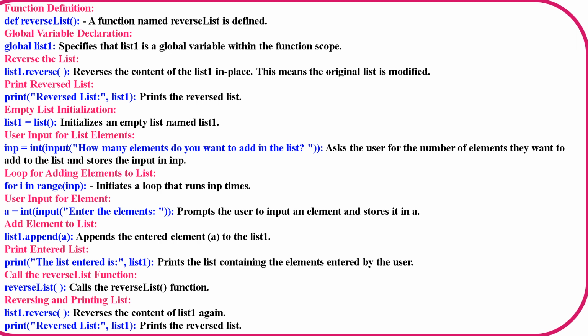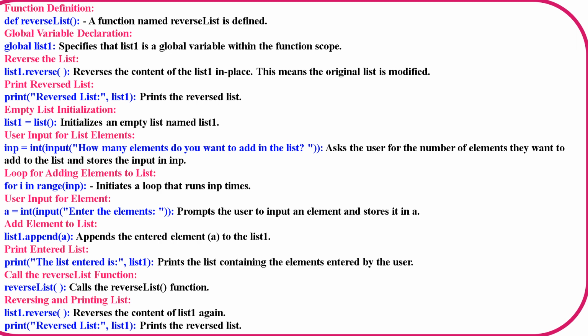Empty list initialization. list1 equals list function. Initializes an empty list named list1. User input for list elements. imp equals int of input of, how many elements do you want to add in the list? Asks the user for the number of elements they want to add to the list and stores the input in imp. Loop for adding elements to list. for i in range of imp. Initiates a loop that runs imp times.